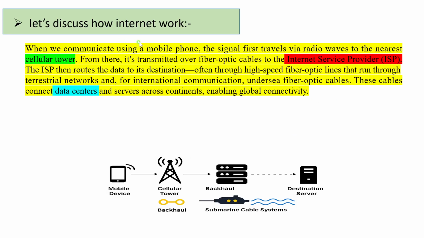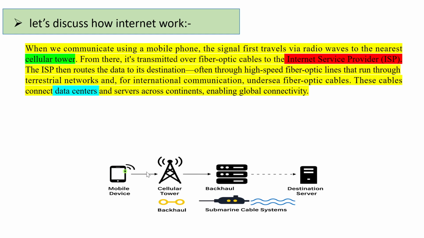First of all, let's discuss how the internet works at a basic, fundamental level. When you communicate using a mobile phone, for example when you search something in Google, it connects to your nearest tower via radio waves, like electromagnetic waves, to the cellular towers nearest to your home or location. From there, it is transmitted over fiber optic cable to the internet service provider. Below, you can see an image for better understanding.